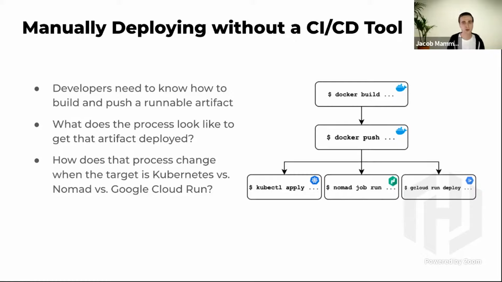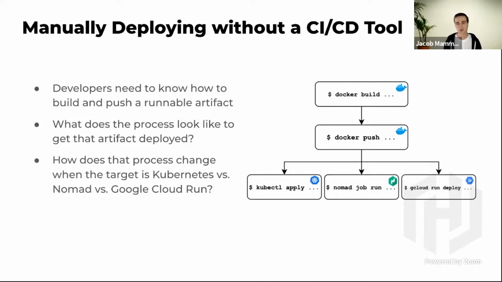So when a developer is writing code, and they're all ready, they're happy, they've done their tests, they're good to go, they need to do something like a Docker build. And this is to get that into some sort of runnable artifact where something like Kubernetes or Nomad or Google Cloud Run can actually deploy. So this is the concept where a developer is going to have to understand and know how to use the Docker build and tag the image properly.